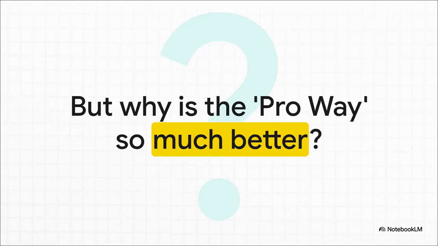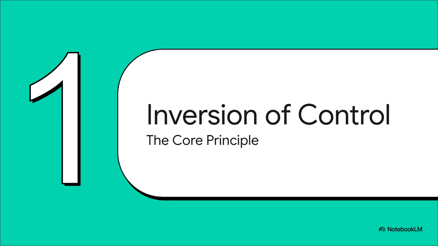Okay, so you're probably looking at that and thinking, I see the difference, but why is this pro way really that much better? It kind of looks like more work. And you know what? That is the perfect question. It gets right to the heart of why we even bother with this stuff. It's not just about being clever. It's about a complete shift in how you think about building your app. And the answer to that why is a core principle called inversion of control, or IoC.